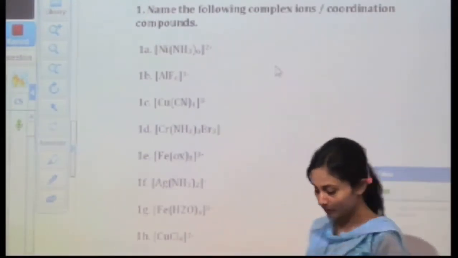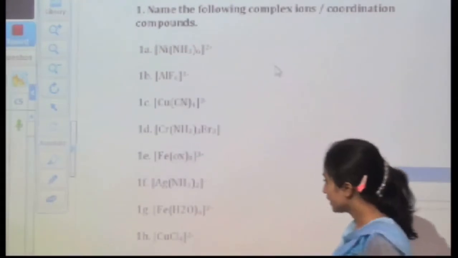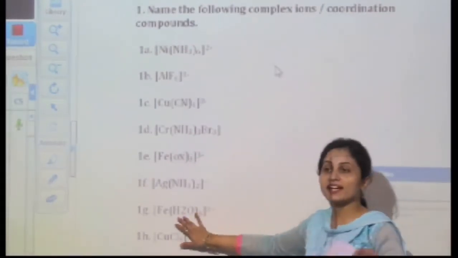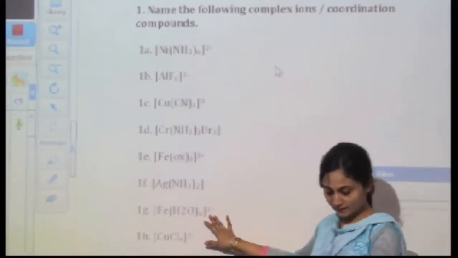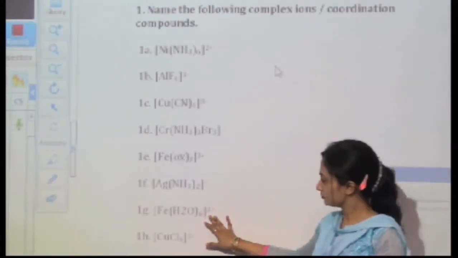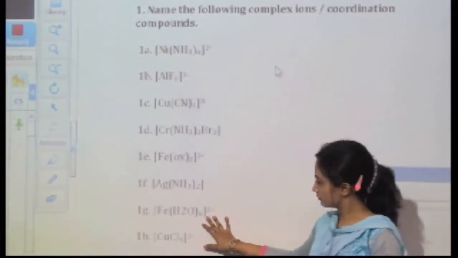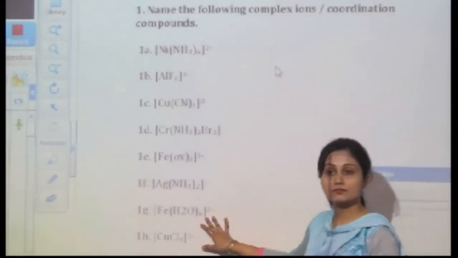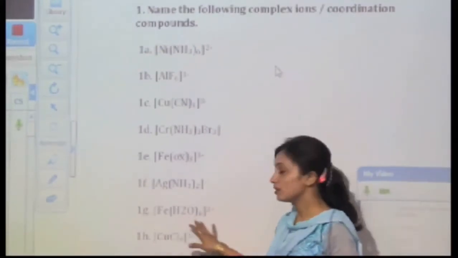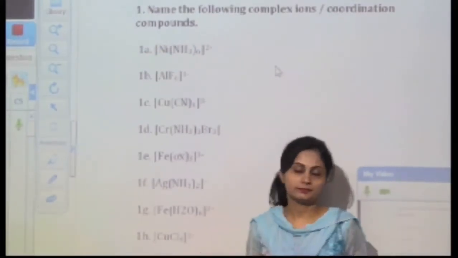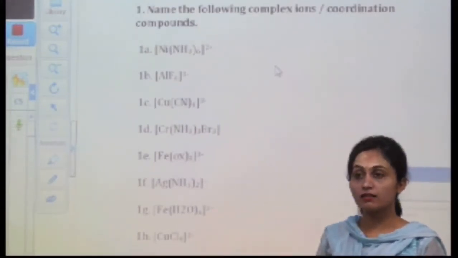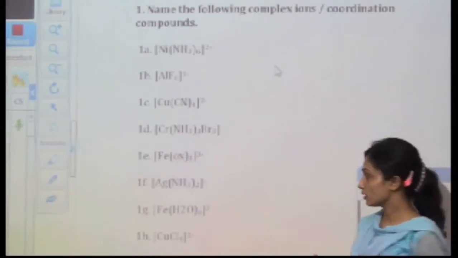Next, start. I'll read it out for you. Fe(H2O)6 3 plus. Wait. Alright, stop. Hexaaqua iron 3 iron. Done? Next. Be a little quick.